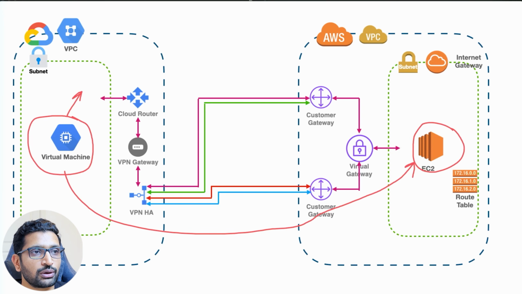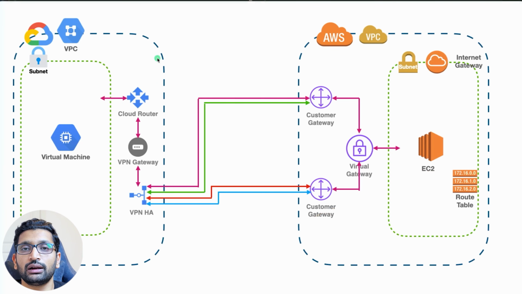But there is also one more thing we need to keep in mind: we need to enable route propagation on AWS, because without route propagation enabled, we will not be able to ping this particular EC2 instance. And that's what we call dynamic routing. Through dynamic routing and route propagation, we enable the new routes after connectivity has been established.